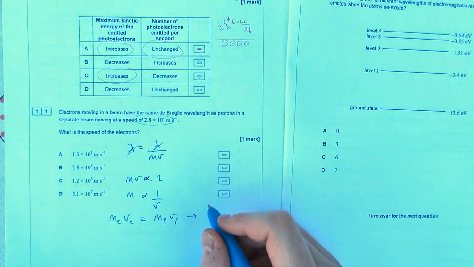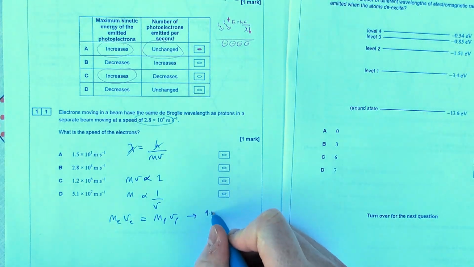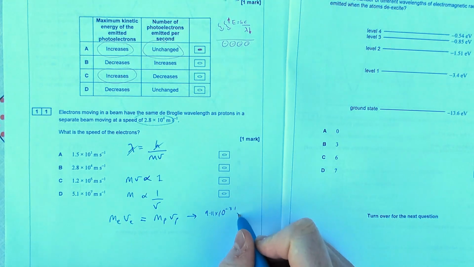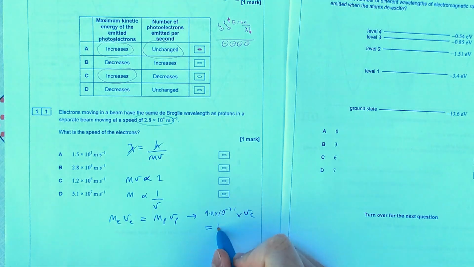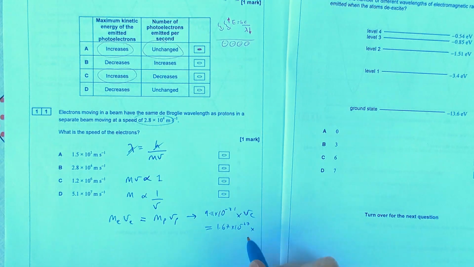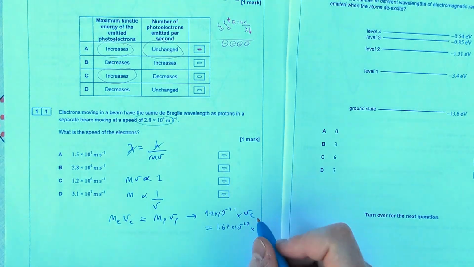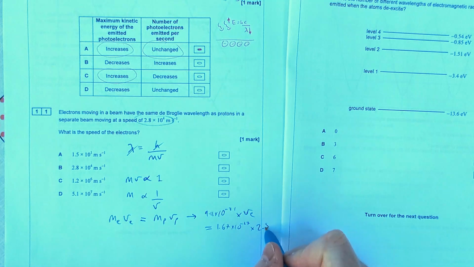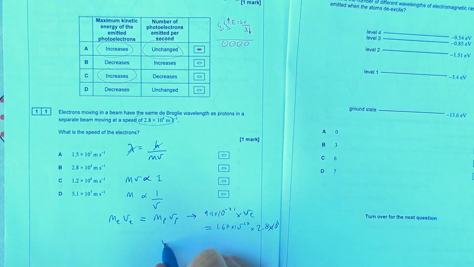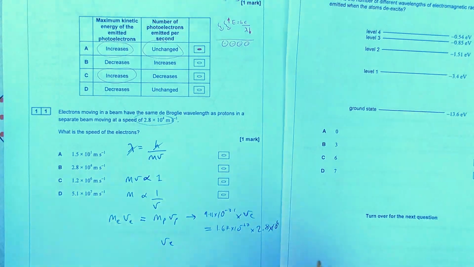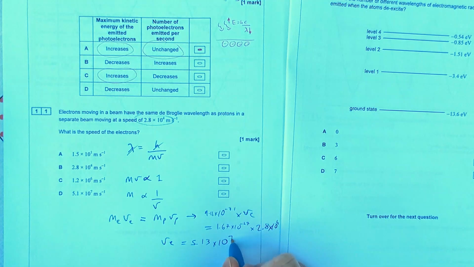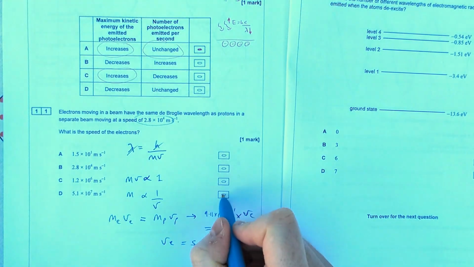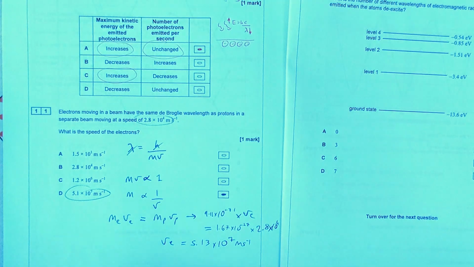But at that point, we're just plugging in our numbers. So mass of an electron, 9.11 times 10 to the minus 31, times the velocity of the electron, which we don't know, equals the mass of the proton, 1.67 times 10 to the minus 27. This is all from your data sheet, by the way, not given in the question. Times the velocity of the proton. If we solve for the velocity of the electron, we get around 5.13 times 10 to the power 7 meters per second, which leaves us with option D. So option D is our correct answer there.